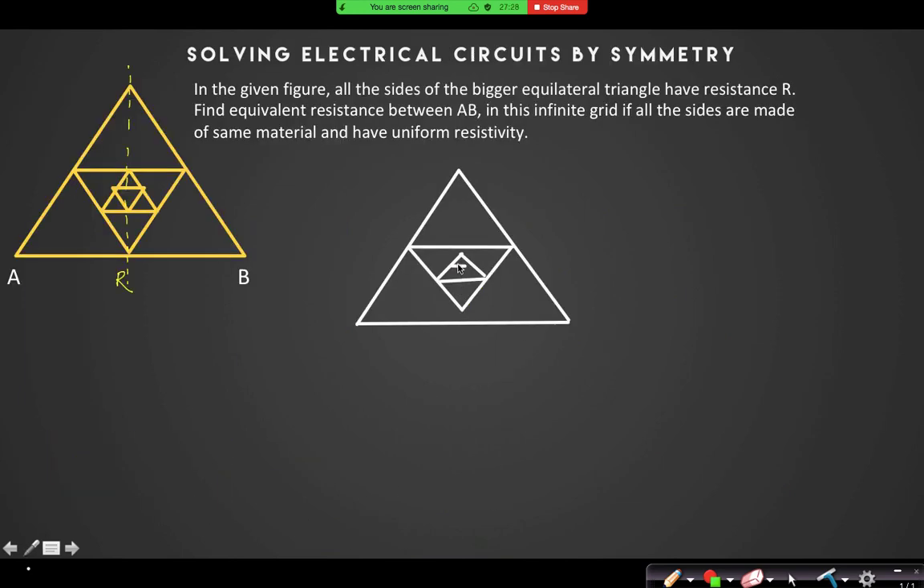This question I can solve in this way. You can now see that all these triangles are actually, I can open at these junctions, right? The points which lie along this vertical symmetric line. Now as I have assumed that the equivalent resistance between A and B is R, what will be the equivalent resistance between these two points C and D then?